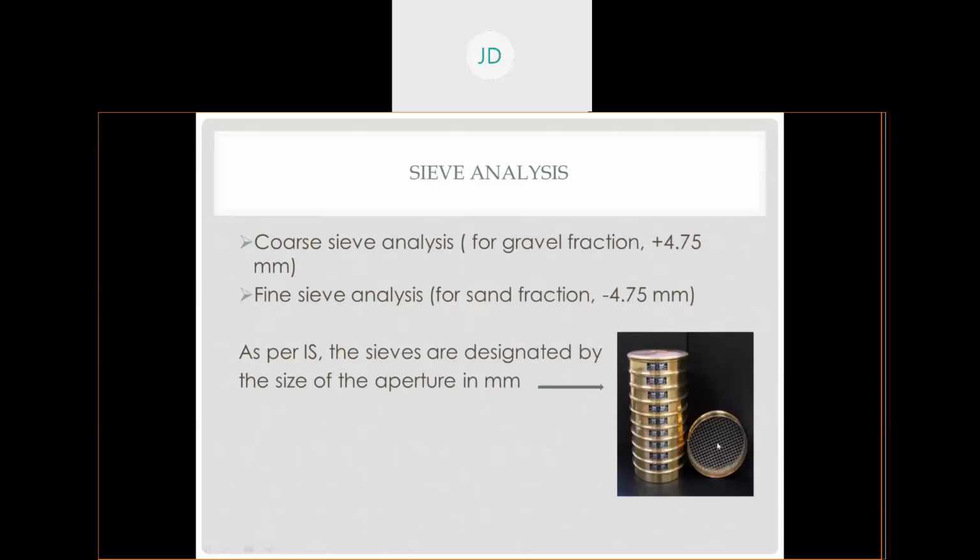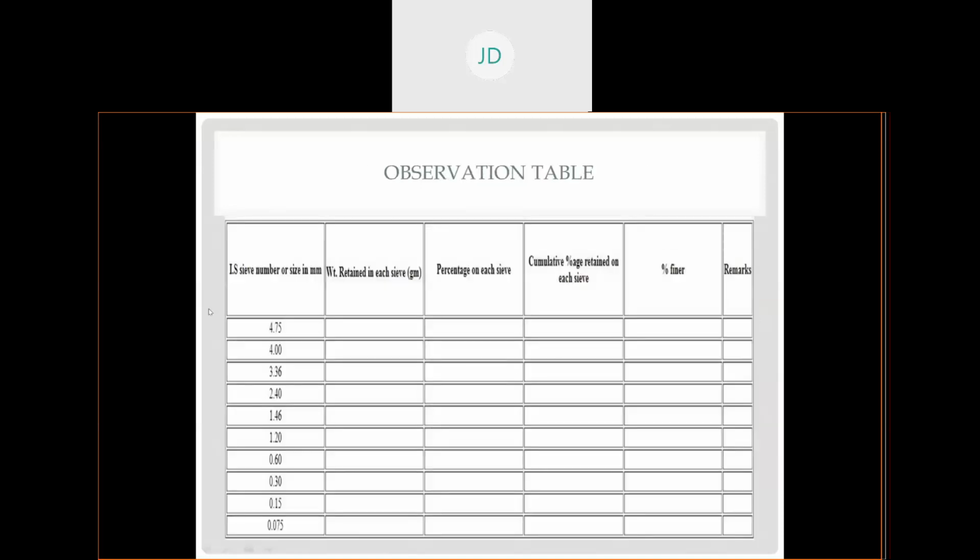Only the soil sizes smaller than 4.75 millimeter can pass through this sieve. Similarly, we have a number of sieves. We'll give you a list of sieves here. We'll discuss this table later on, but only concentrate on this column. It is written here: IS sieve number or sizes in millimeter.